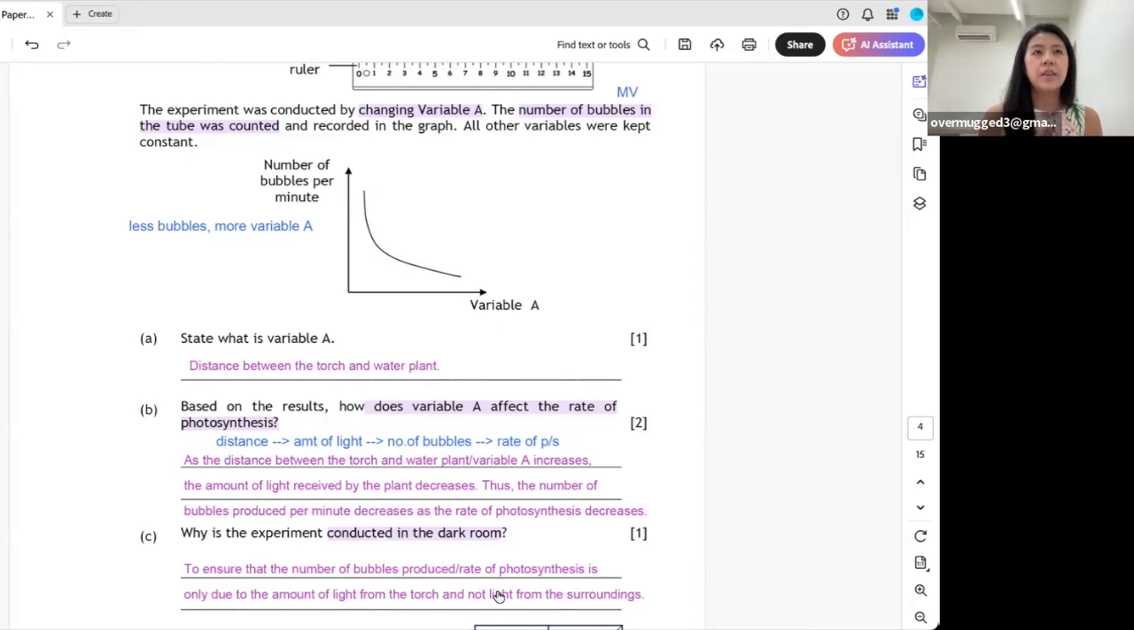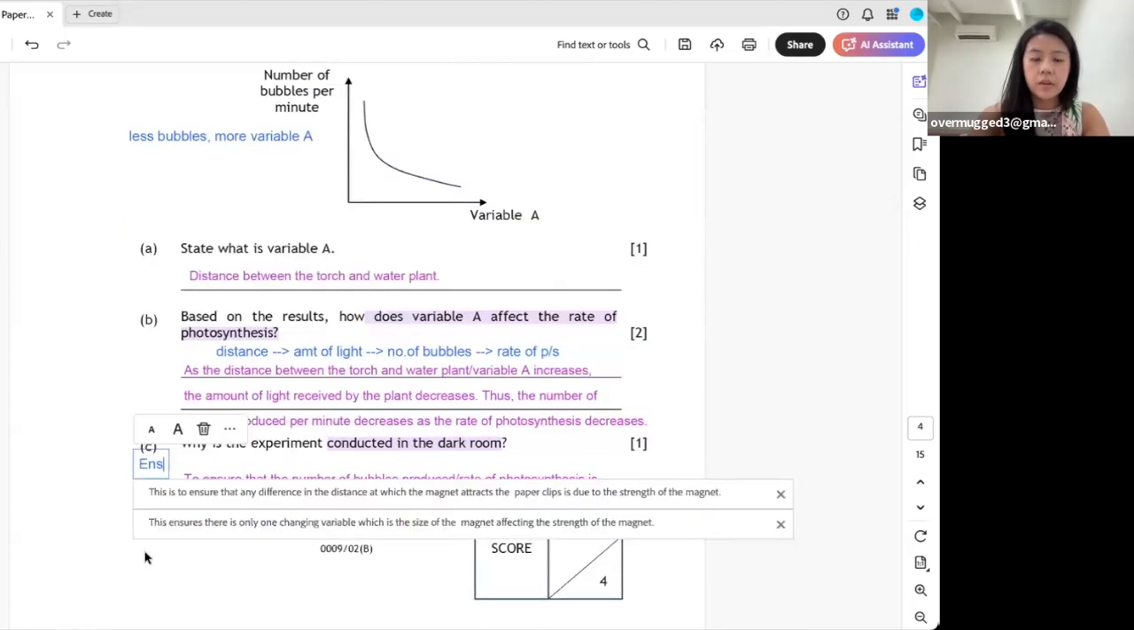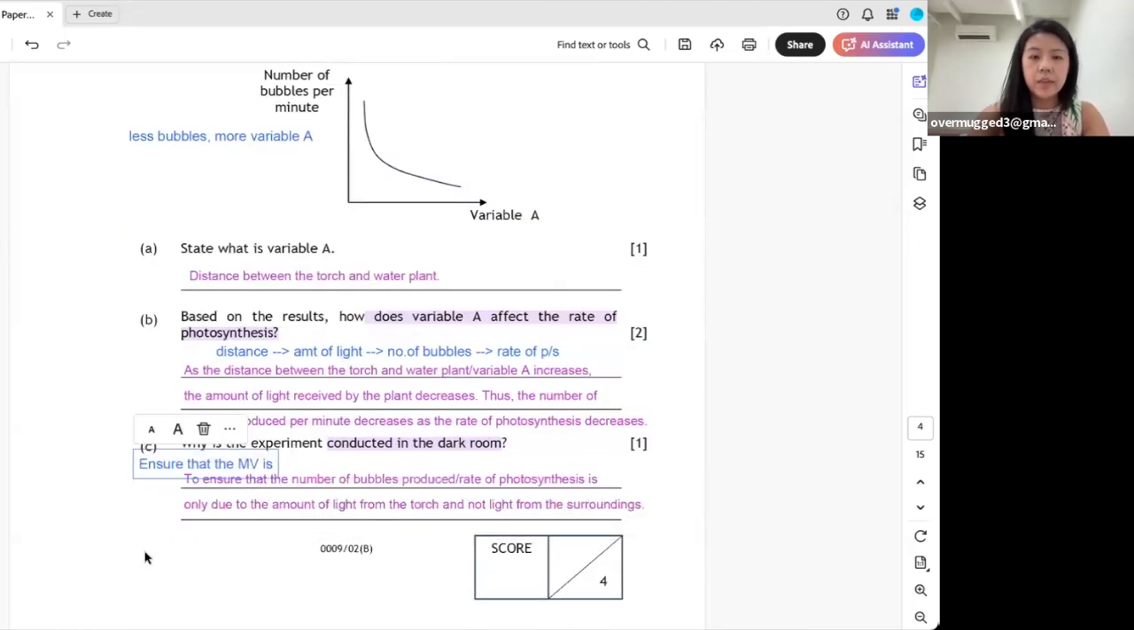This is a question asking, it's similar to asking, why do you need to keep certain conditions the same, all right? The answer is not just because I want to conduct a fair test, but the general idea is to ensure that the MV is only due to the CV. This is the general structure of the question, the answer we're looking for. Okay, so why is it conducted in the dark?